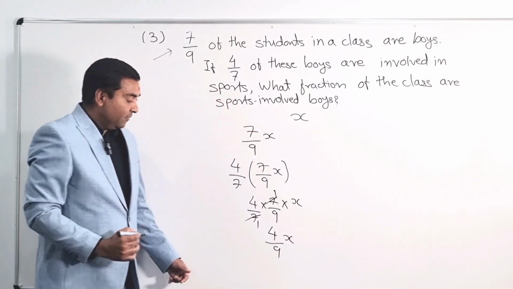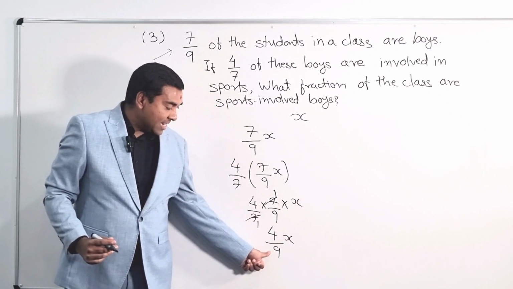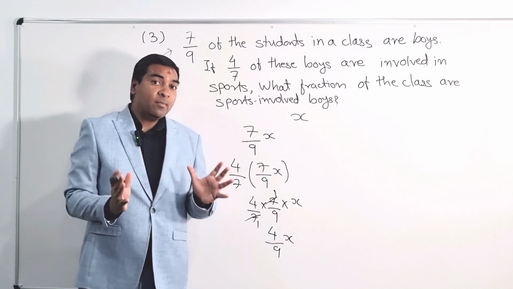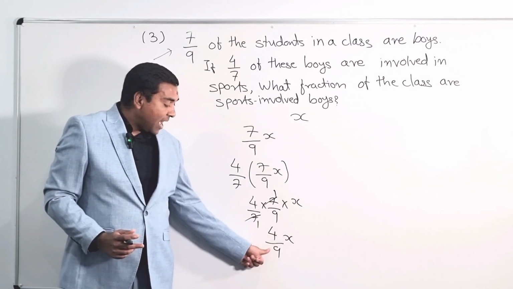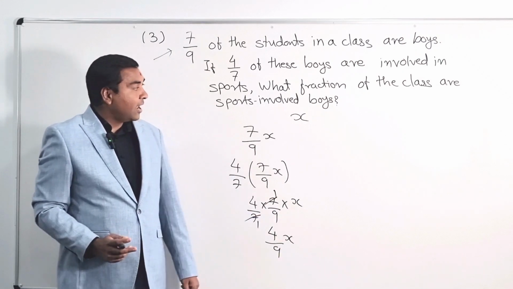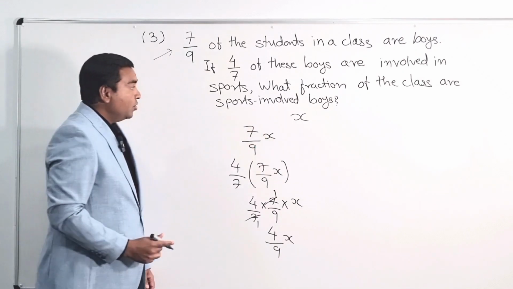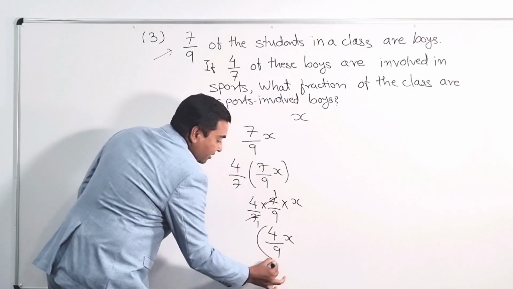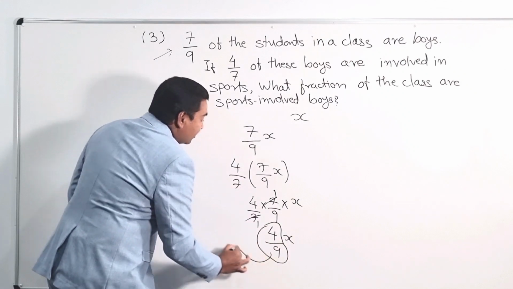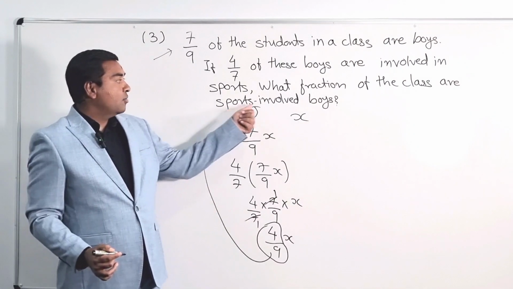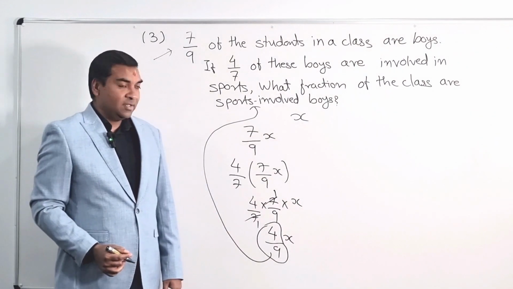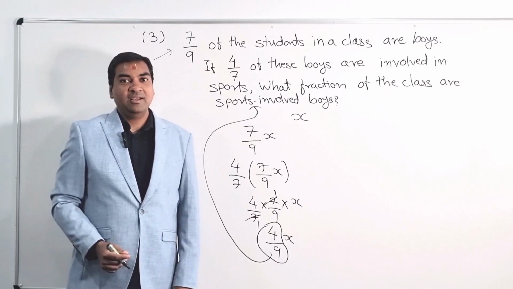So we can see 4/9x, x is the total number of students. So 4/9 is the fraction. 4/9 of the entire class are involved in sports activity. So 4/9 is the fraction we are looking for. So that's the fraction of the class who are boys involved in sports activity. And that is our question number 3, guys.